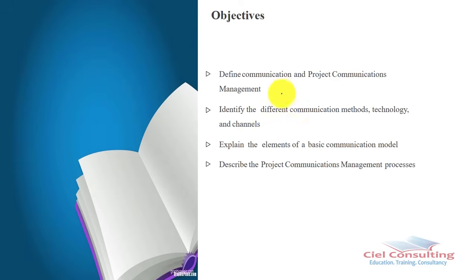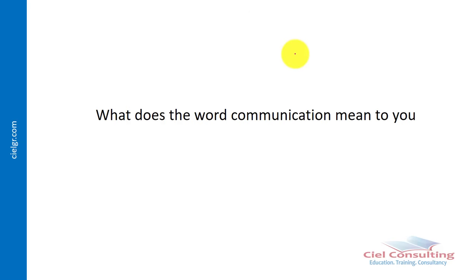affect the project negatively. So in this lesson, we shall be taking a look at what project communications mean, then also define different communication methods as well as channels and technology, then explain the elements of the basic communication model. We shall also describe what we refer to as project communication management processes. So here we shall be taking a look at 3 processes. So there are only 3 processes under project communications management.